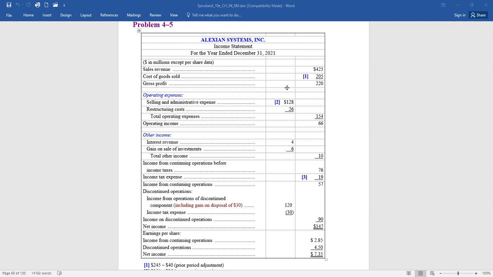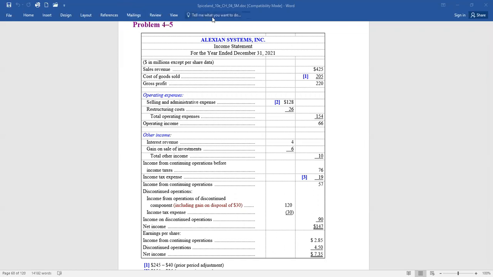Use a multiple step format similar to what was in the book in illustration 4.4 of this chapter to prepare income from continuing operations, then add to this the discontinued operations portions of the income statement. Assume an income tax rate of 25% applies to all, and that 20 million shares of common stock were outstanding for the entire year. So just a different approach.